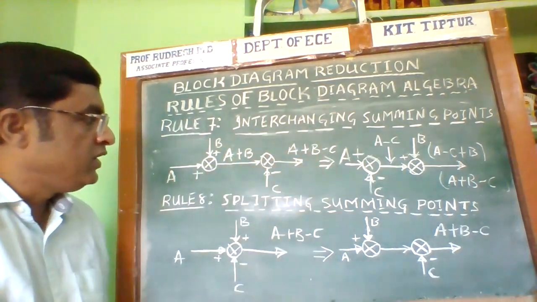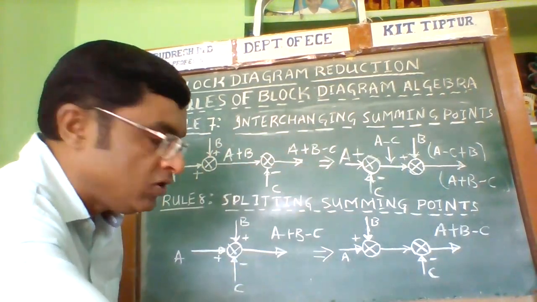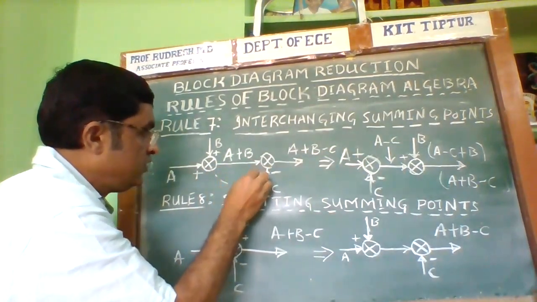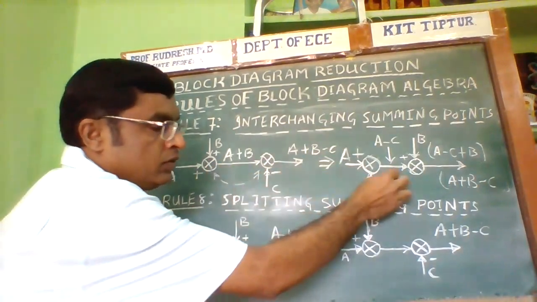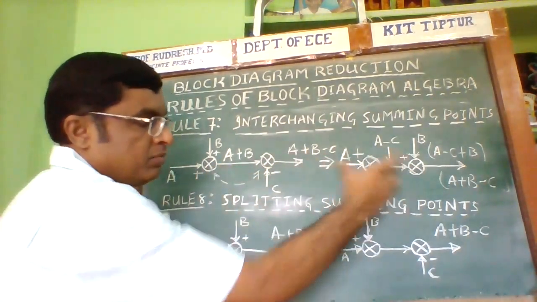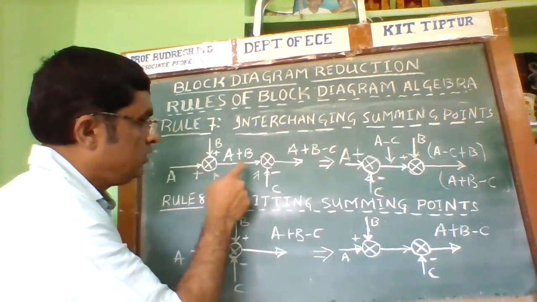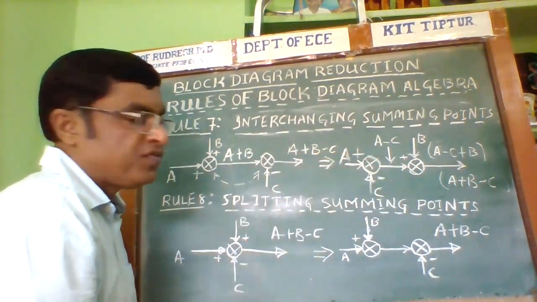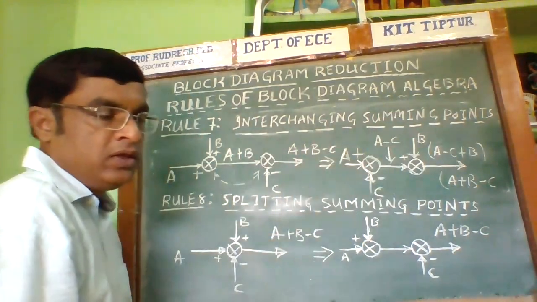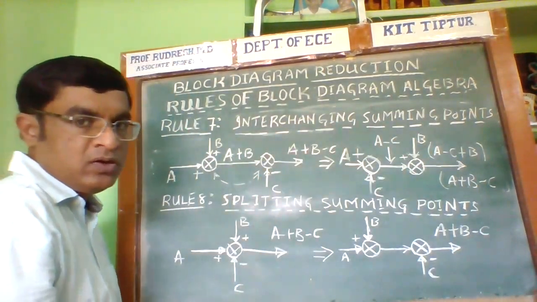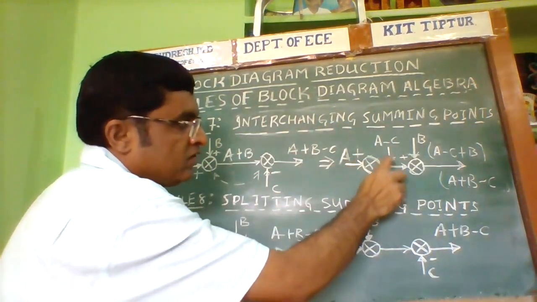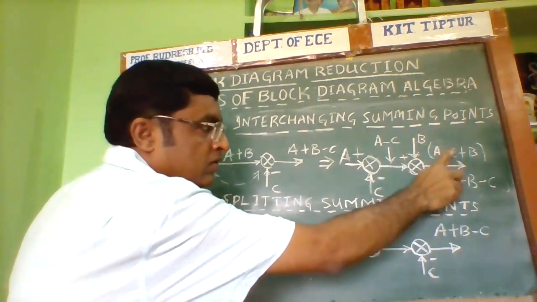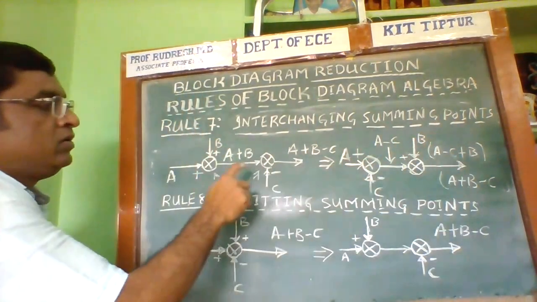Now if I interchange these two summing points, the resultant diagram is this. So here, after subtracting C from A, we go for adding B, and then also we get the same result: A minus C, then adding B, A minus C plus B. It is equal to the same answer.